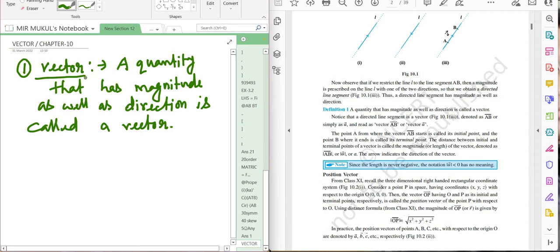And any vector we represent like this. Suppose you join 2 points, this is A and this is B, and if the direction is from A to B, then this vector will be represented by AB, and on top we'll put an arrow. Okay, we can represent it by a small letter a and we'll put an arrow. Without the arrow it is meaningless, so we have to remember to put the arrow, right?